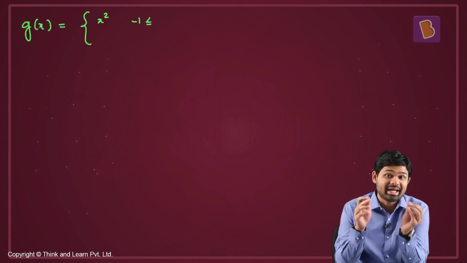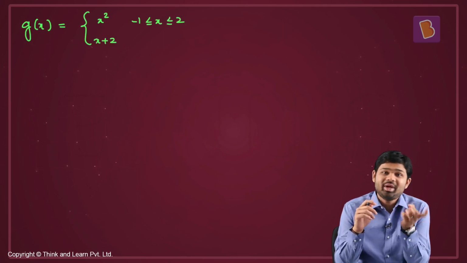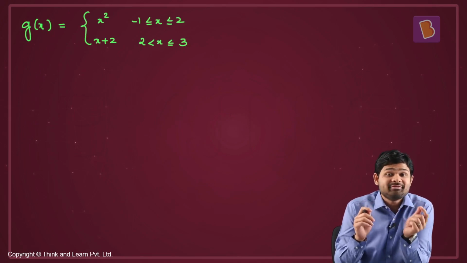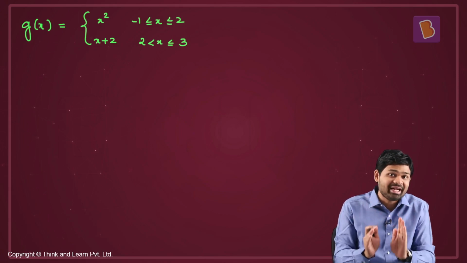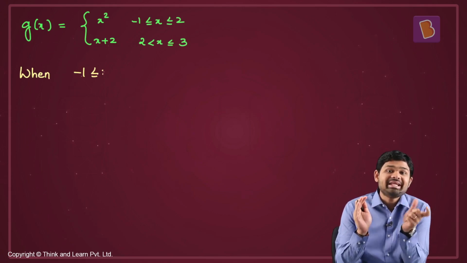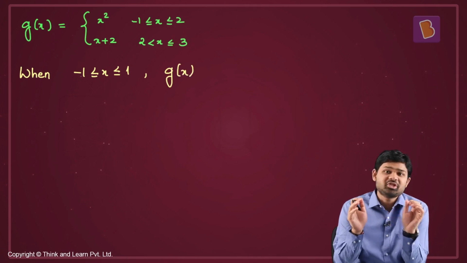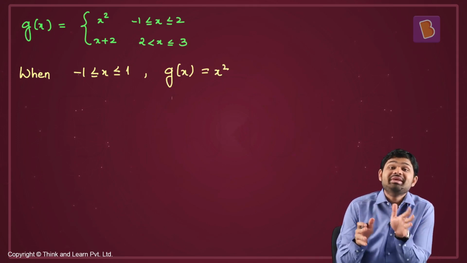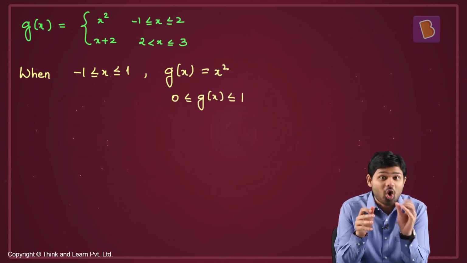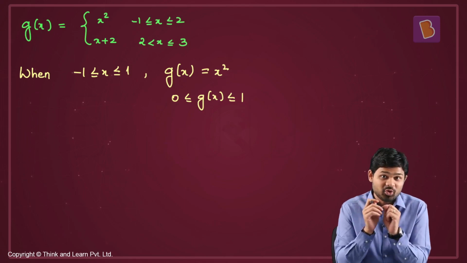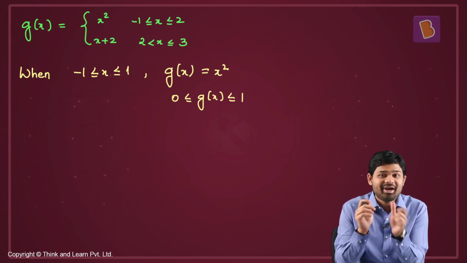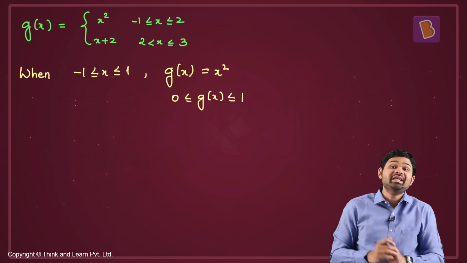For that, let's look at g of x. G of x is nothing but x square when x is between negative 1 and 2 and x plus 2 when x is between 2 and 3. So now what happens when x is between negative 1 and 1? Let's just consider that interval for the case. When x is between negative 1 and 1, my g of x, which is equal to x square, where is g of x going to lie? G of x is going to lie between 0 and 1, isn't it? Because when you put negative 1 or positive 1, you're going to get g of x equal to 1. And when you put 0, you get the value of g of x to be equal to 0. So between negative 1 and positive 1, g of x is going to lie between 0 and 1.